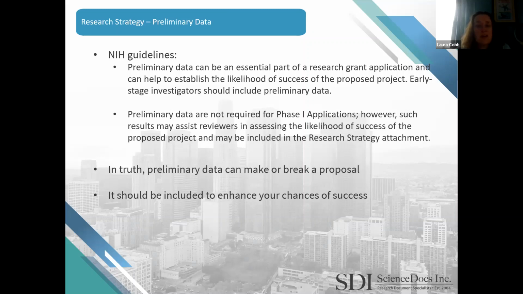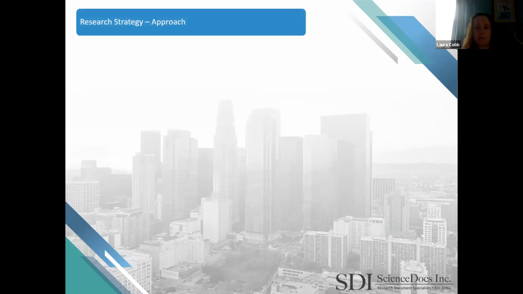And also, it really just breaks up the text. But again, that's my personal preference. And that type of approach may not work for all types of proposals. So you'll have to customize that depending on what you're doing.